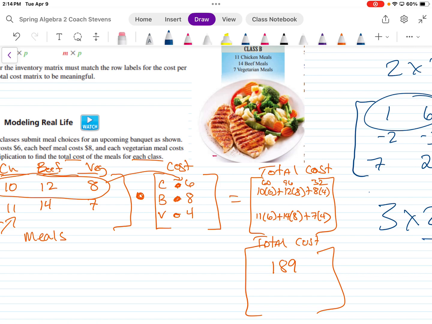On the bottom one, we would do 11 times 6 is 66. 14 times 8 is 112. And then 7 times 4 is 28. We get to add those 3 together. So that'd be 178 plus 28. That'd be 198. Is that 206? Did I do that right? 66, 112, and 28. Is that 206? Sweet. Awesome. So Class A's total cost for those meals is $189, and Class B's total cost is going to be $206.